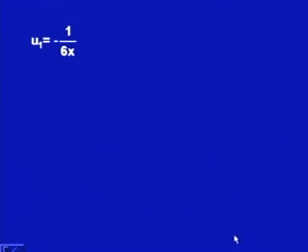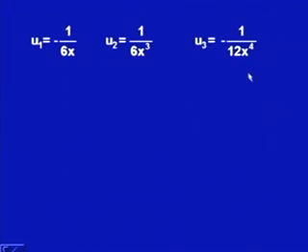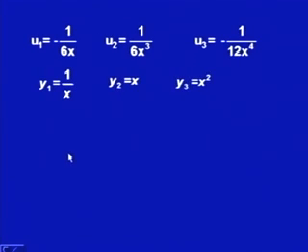So, what we have got: u1(x) as minus 1 by 6x, u2(x) as 1 by 6x cube, u3 as minus 1 by 12 x to the power 4. My y1 was 1 by x, y2 was x and y3 was x square. So, what should be my yp? u1(x) y1(x) plus u2(x) y2(x) plus u3(x) y3(x).